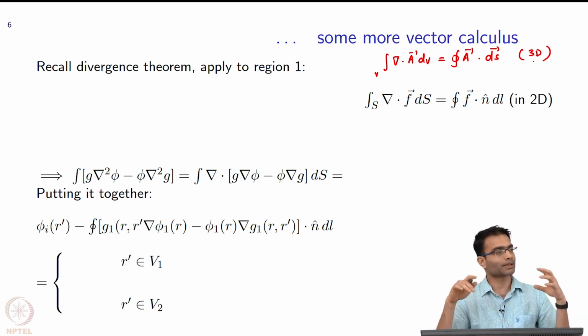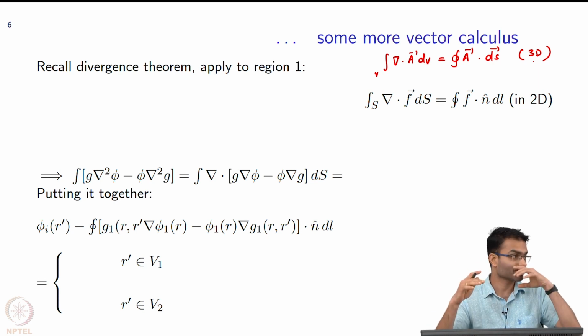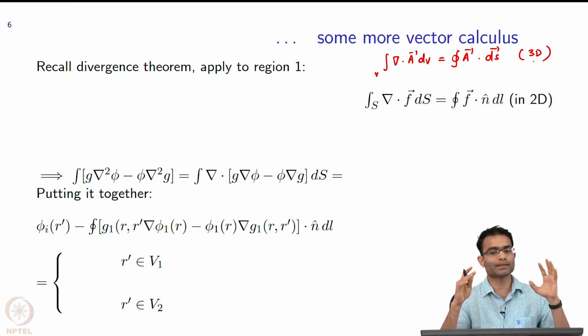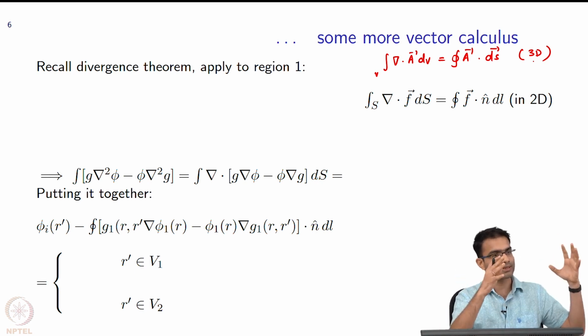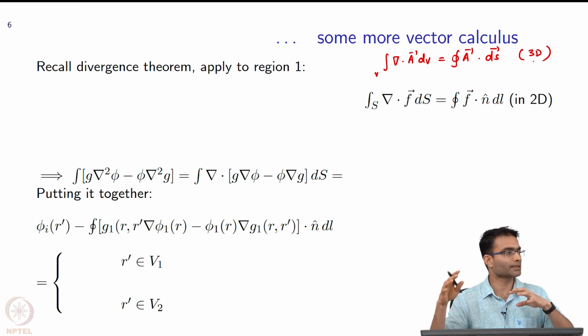But actually, there is nothing preventing you from formulating this theorem in higher or lower dimensions. Okay? The main idea is that if I have a volume in n dimensions on the left hand side, I have the corresponding surface in n minus 1 dimensions on the right hand side.